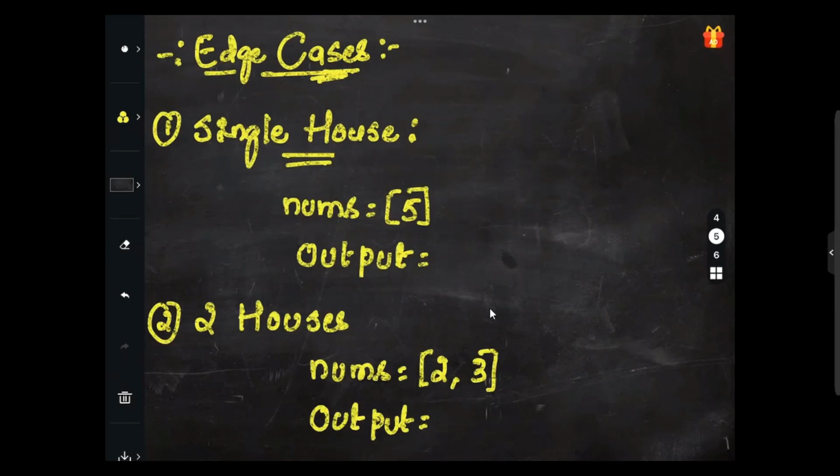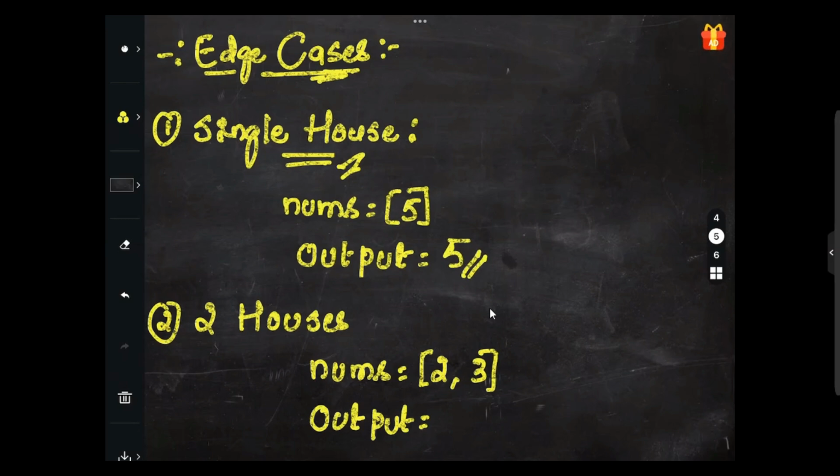Let's discuss the edge cases one by one here. The first edge case here, we are dealing with nums equals 5, a single house. For the condition of a single house, input nums equals only one house we have, so the output will be obviously 5 here.